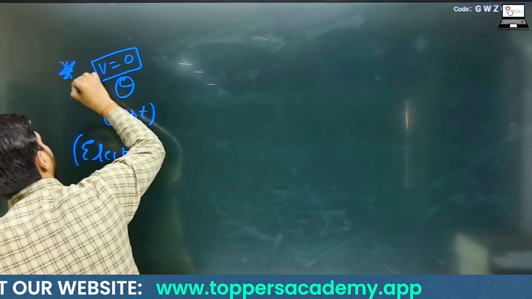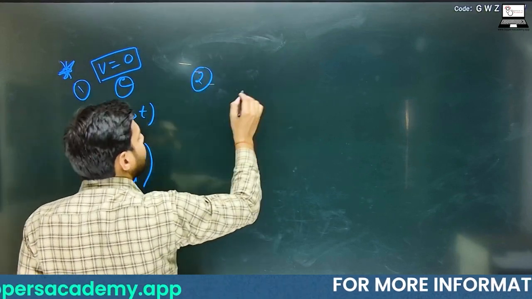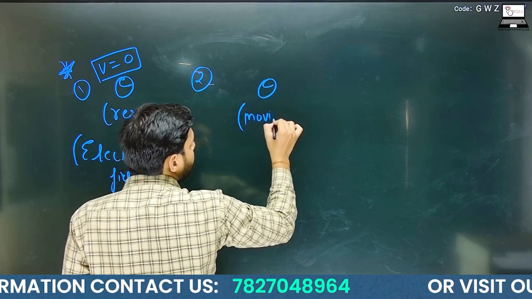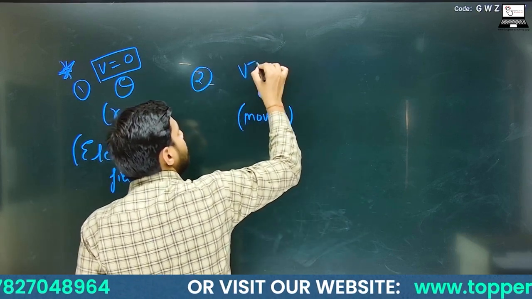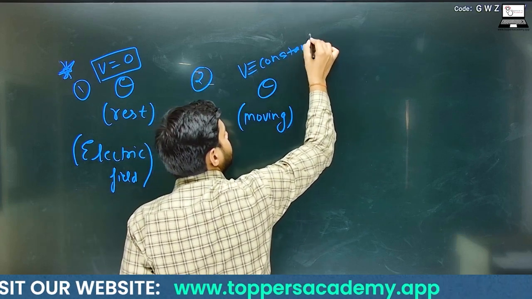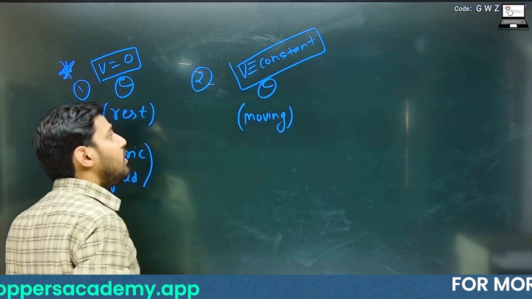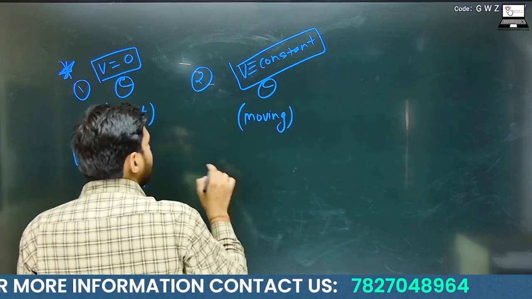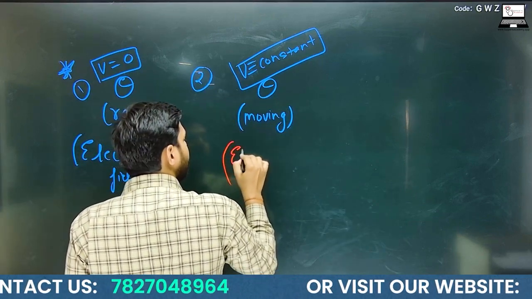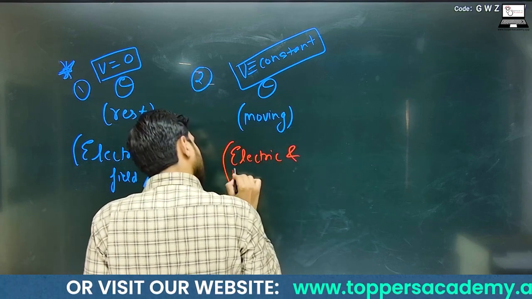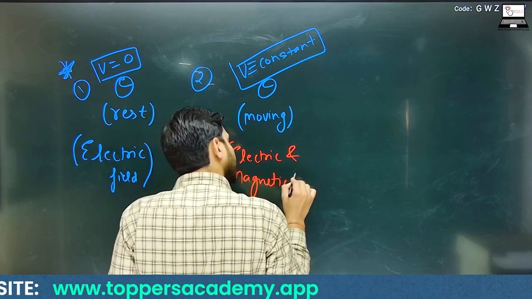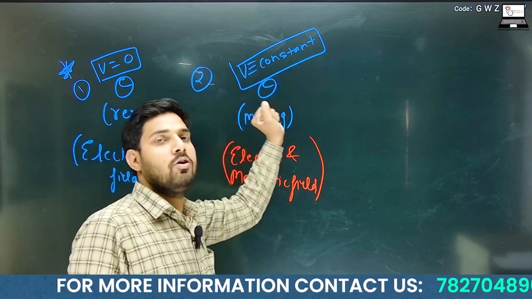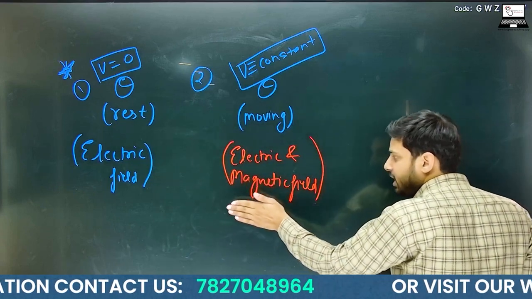Now, this is the first condition of property number 7. The second condition of property number 7 states that if there is a Q moving, in motion, but moving with a constant velocity, then what will happen? It will not only generate the electric field, but also generate magnetic field. Whenever there is a moving charge with a constant velocity, it will also generate magnetic field.